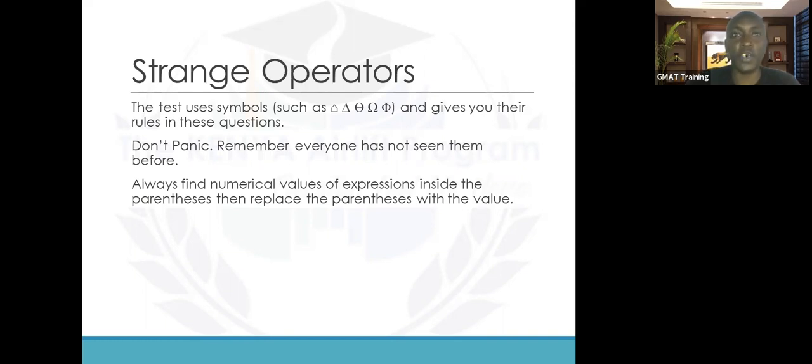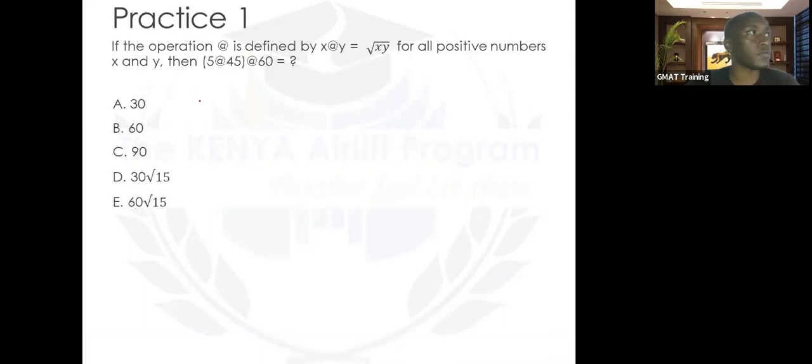As you'll see in this question, you can give this practice question a try, then I'll jump in. If the operation at is defined by x at y is the square root of xy for all positive numbers x and y, then 5 at 45 at 60 equals what?